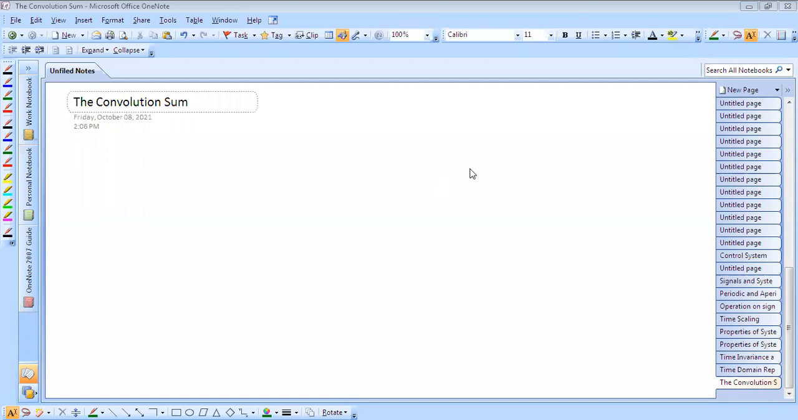the convolution sum. We begin by considering the discrete time case, and for that we have seen that an arbitrary signal is expressed as a weighted superposition of shifted impulses. The convolution sum is obtained by applying this signal representation to the linear time invariant system. Yesterday we discussed that the output of the linear time invariant system is given by the weighted sum of the time shifted impulse response.